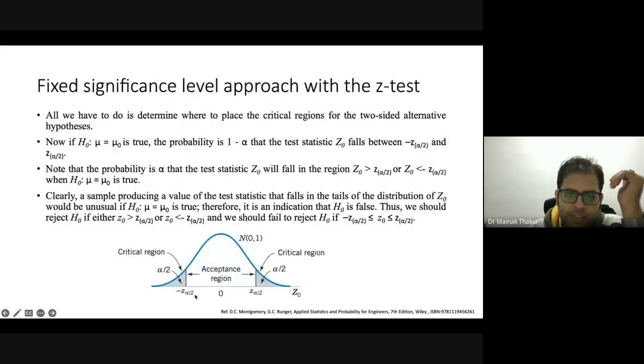So this is the acceptance region, you remember. This is minus 1.96, this is 1.96. You will accept if your Z naught value comes here.